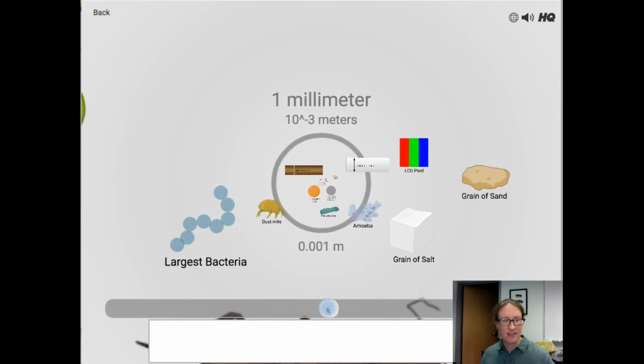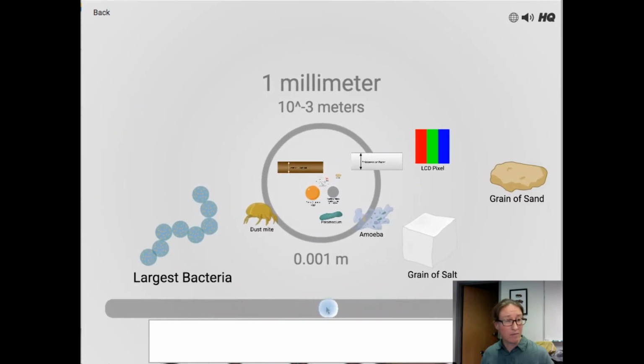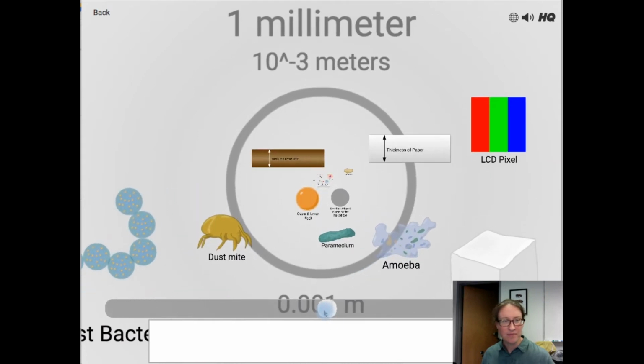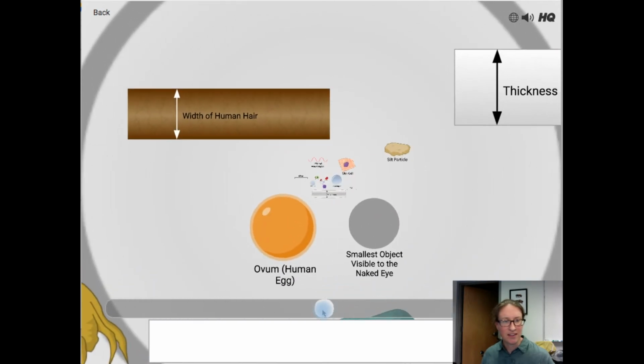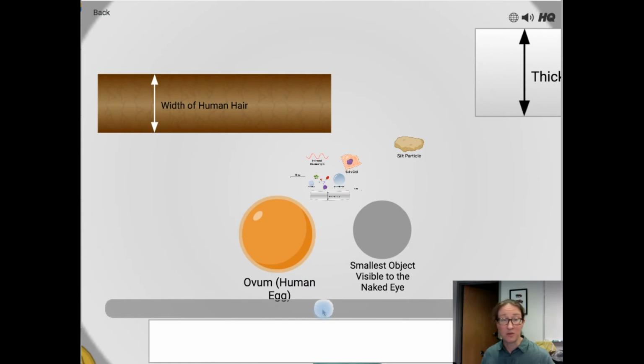And now we've reached a scale here at 0.001 meters. So that's 1/10 of a centimeter, where you can see the largest bacteria and also the size of things like a grain of salt or a grain of sand, and dust mites and an amoeba. So here we've got a mixture of prokaryotes and actually large eukaryotic, or tiny eukaryotic organisms. The amoeba is also a eukaryote. Zoom in further. We've got a paramecium, a human egg, smallest things that we can see.